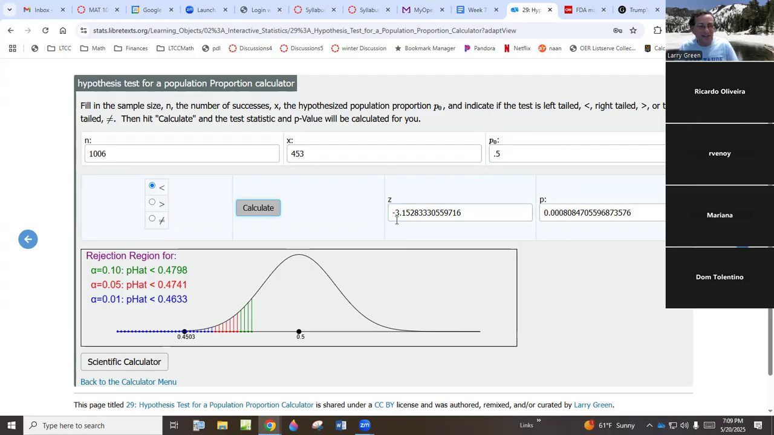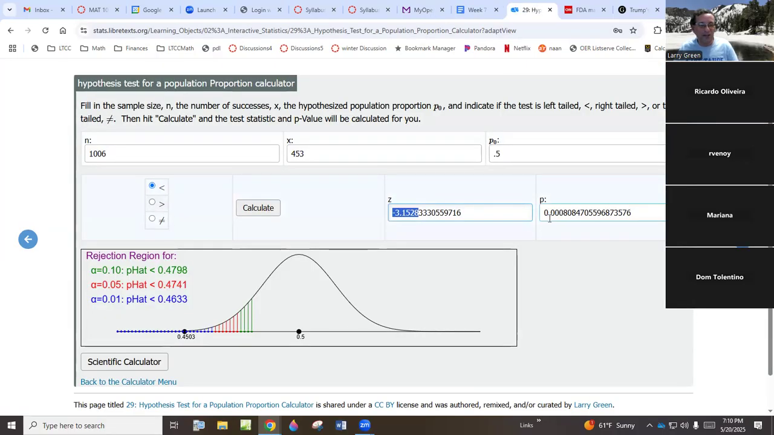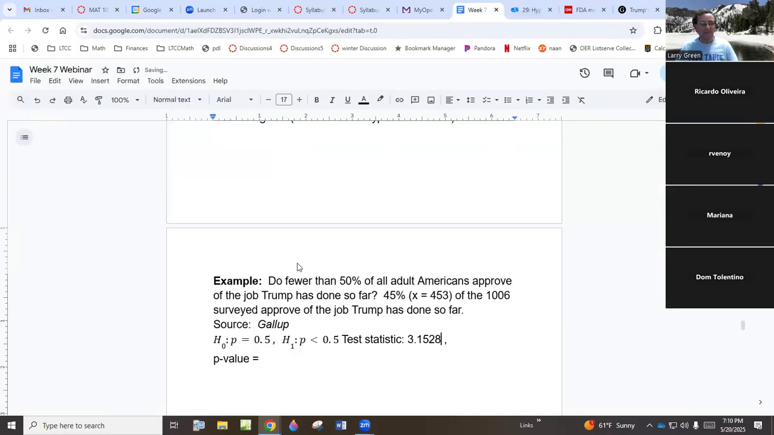And our test statistic now, z, is 3.1528. And our p-value is 0.000808. Any questions on getting these?